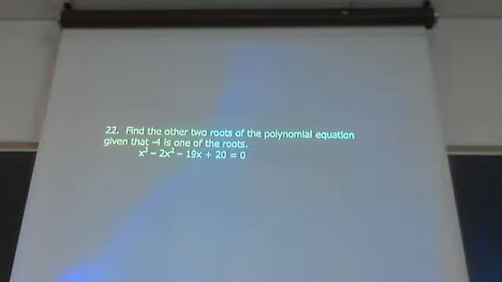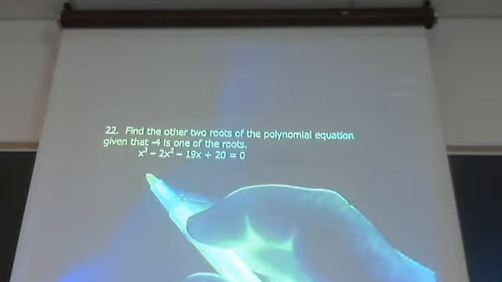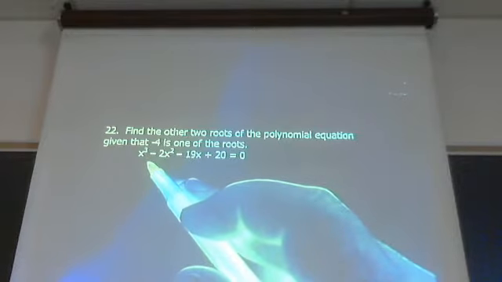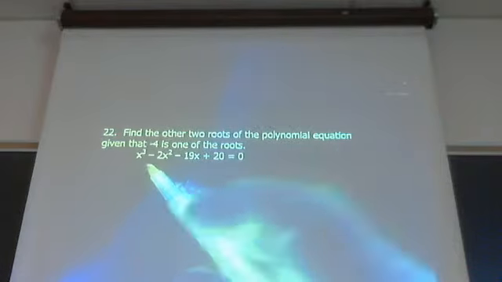Find the two roots of the polynomial equation given that negative 4 is one of the roots. So if I know that negative 4 is one of the solutions, what should I do? I need division, don't I? Synthetic division would be the best choice.